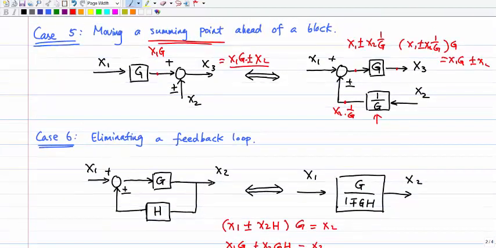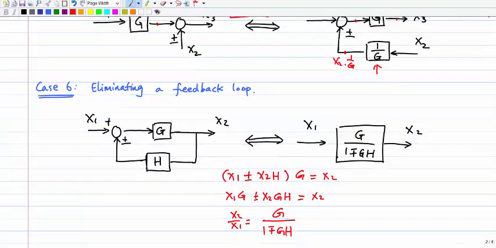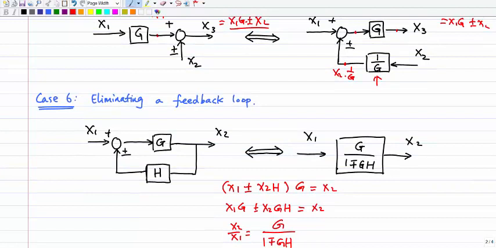The last case is called eliminating a feedback loop. Let's say we have a feedback loop. We have input x1, output x2, and it's plus or minus, and there's feedback from x2, where h is a transfer function, and this is another transfer function g. The feedback could be positive or negative. Could be positive feedback or negative feedback.